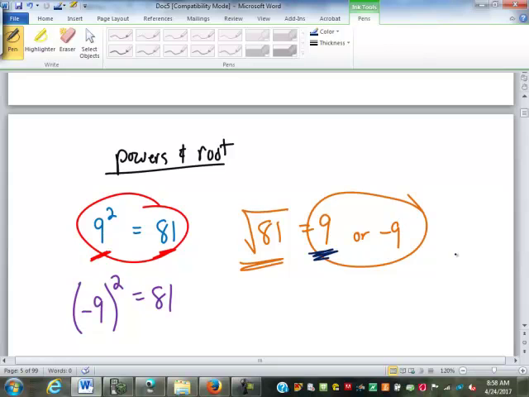And if you were into like a technical math class or a college algebra class, and you were solving an equation with a square root, it would be important for you to consider both the positive and negative possibilities, because there would be two answers to that equation.